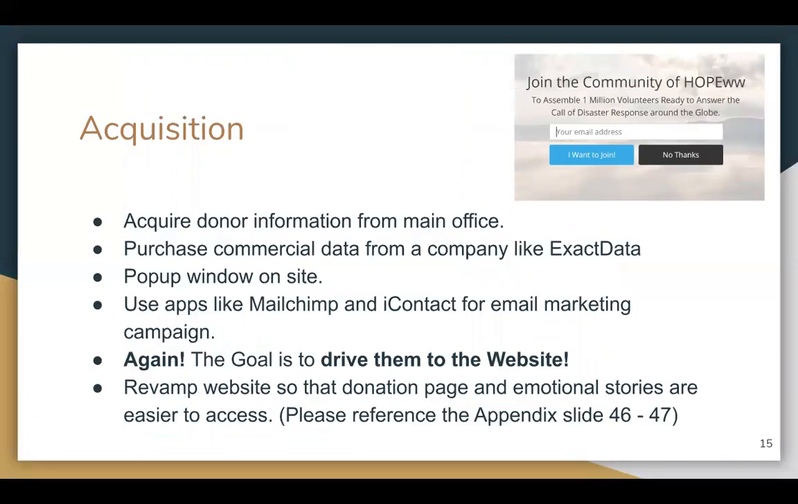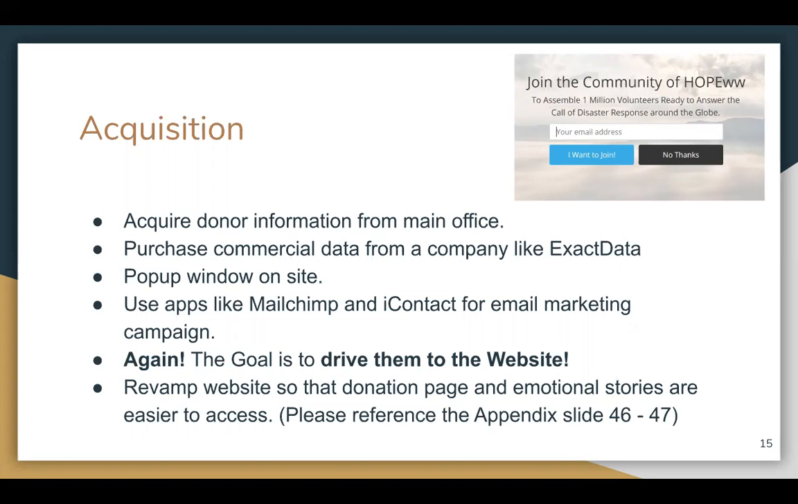And then the second step within the acquisition phase is acquiring donor data. Donor data can be acquired in several different ways. You can acquire data from the main office or the global office. You can also purchase it from commercial data companies like Exact Data. Exact Data provides their customers with demographic specific data. So that can go into your strategy of what type of donor you want to target. Do you want to target a younger demographic of potential new donors, or do you want to go after donors that are more established, older in age, that have had previous experiences donating to other nonprofit organizations?